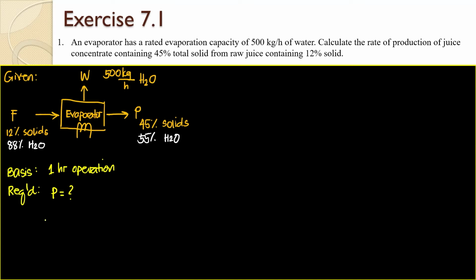So let's write the overall material balances, our solution. For the overall material balances, what can we write here, guys? Feed is equal to the output, W plus P. Very good. However, guys, since 1 hour of operation, I can say that F is actually 500 plus P. I have equation number one. Now, what balances can I make? If you want, you can do water balance, you can do solute balance.